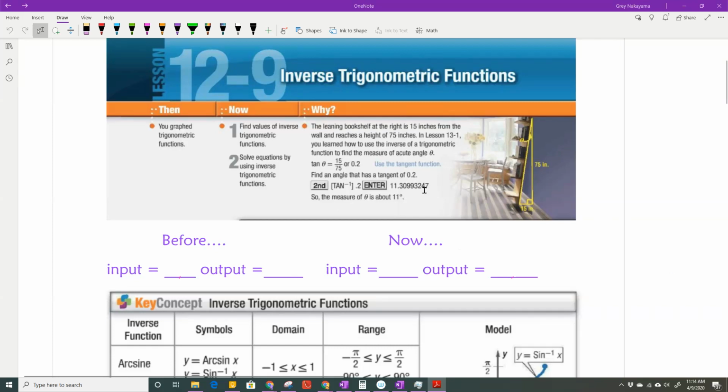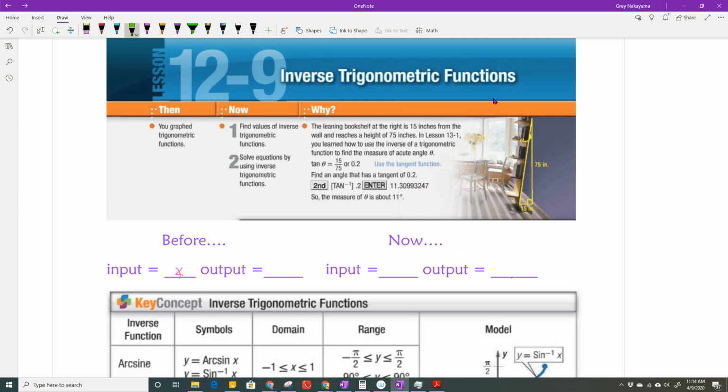Okay, today's lesson is 12-9, inverse trig functions. It's a lot of fun if you like the game Jeopardy, because basically you're going to be given the answer and you have to come up with the question, which is how we play Jeopardy. Keep in mind, up until this point, you have a function and you input an angle. I'll give you an example.